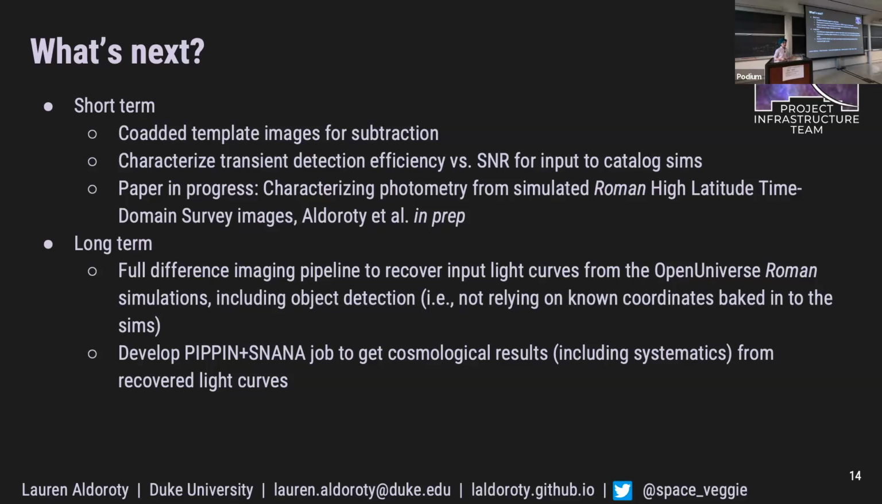And then long term, we're going to build a full difference imaging pipeline to recover the input light curves from the open universe simulations, including object detection. In other words, not relying on the known coordinates baked into the SIMs, which currently I'm doing. Yes, it's cheating, but we've got to start somewhere, and Rapid is doing that anyway. And then after that, develop a Pippin and SNANA job to get cosmological results, including systematics, from these recovered light curves. And that is my talk, and I will take questions. Thank you.